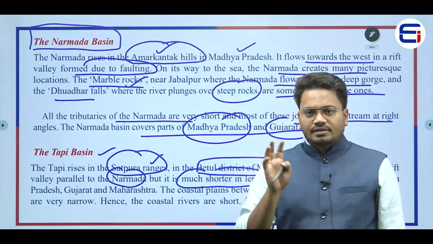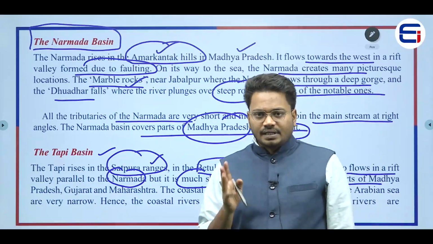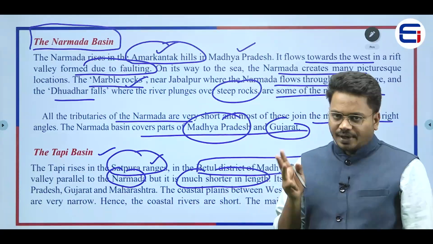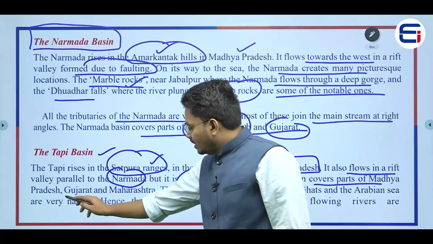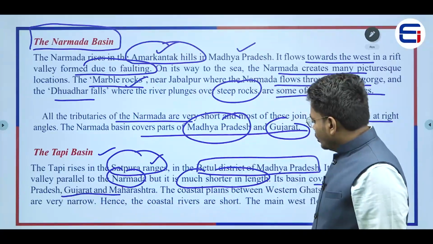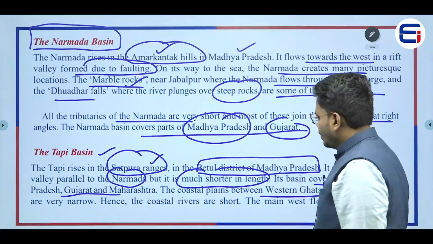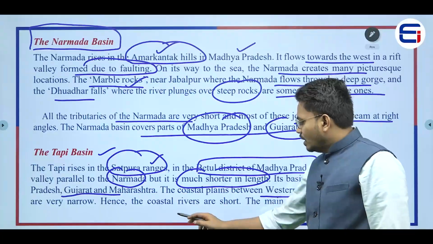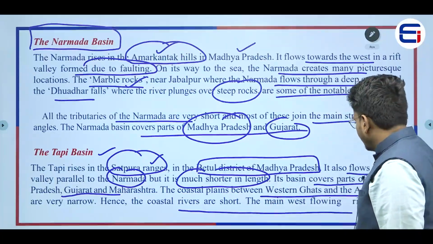That means this particular Tapi river would be covering three important states. One is Madhya Pradesh, second one is Gujarat, third one is Maharashtra. Now, the coastal plains between Western Ghats and Arabian Sea are very, very narrow. Hence, the coastal rivers are shorter.